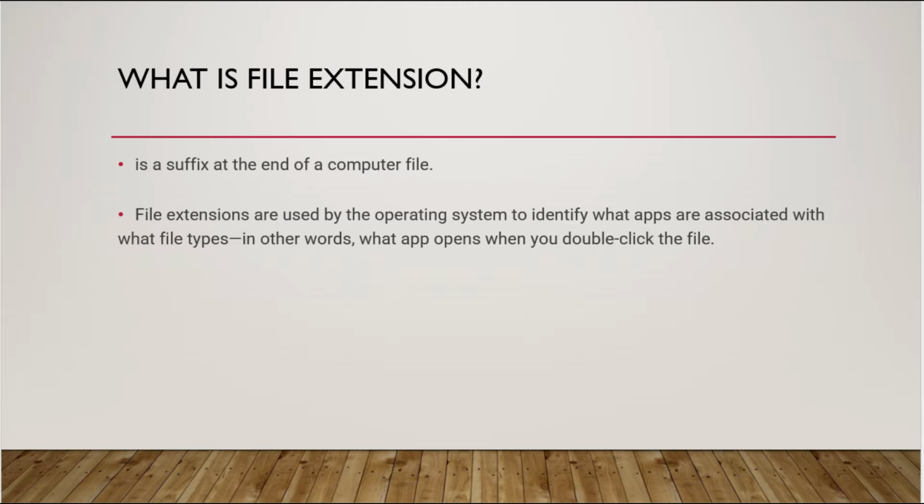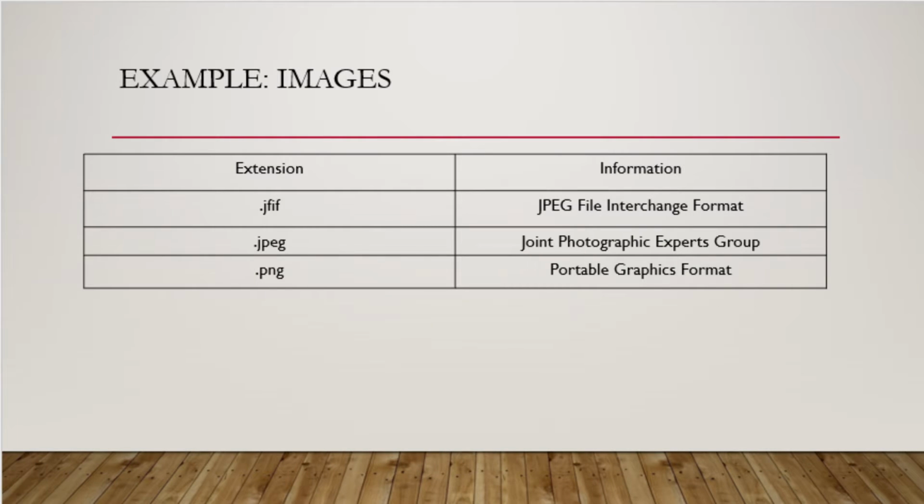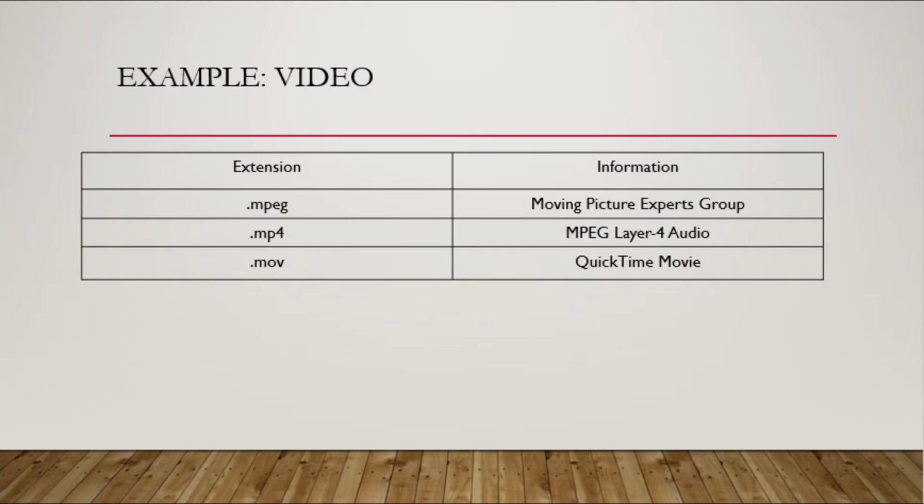And there are many types of file extension that exist. For example, for documents we have docx, doc, PDF, and text file. For images we have GIF, JPEG, and PNG. And for audio files we have WAV, MP3, and OGG. And for video we have MPEG, MP4, and MOV. And there are a lot of file extensions for different types of files.